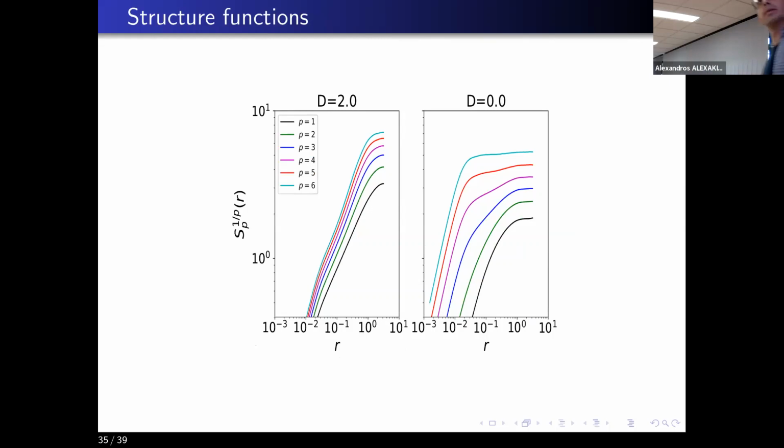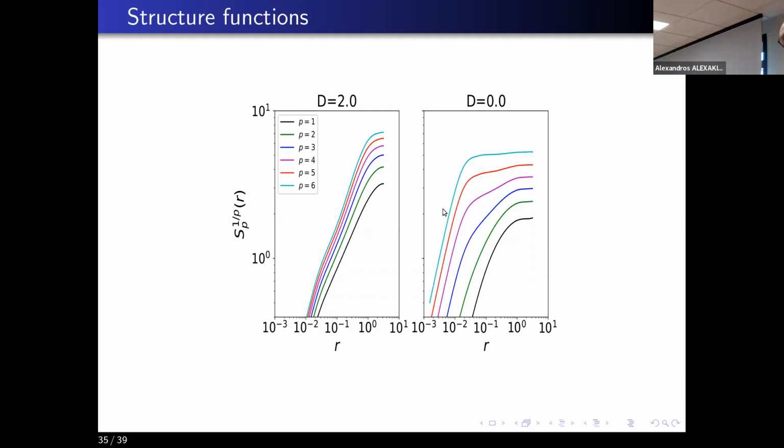We can also look at the structure functions, and again, the two extreme cases. D equals 2 is surprisingly proportional. I mean, the first time I saw that when I was doing these calculations, I went into the code to check that I didn't make a mistake and plotted the same curve 6 times. It's surprisingly one proportional to the other. And that's up to p equals 6.